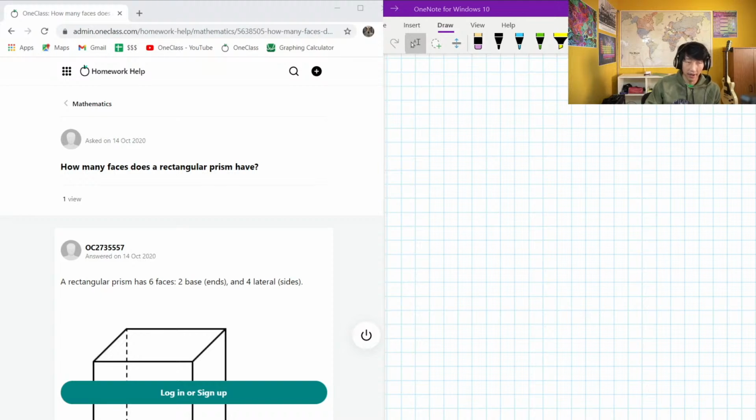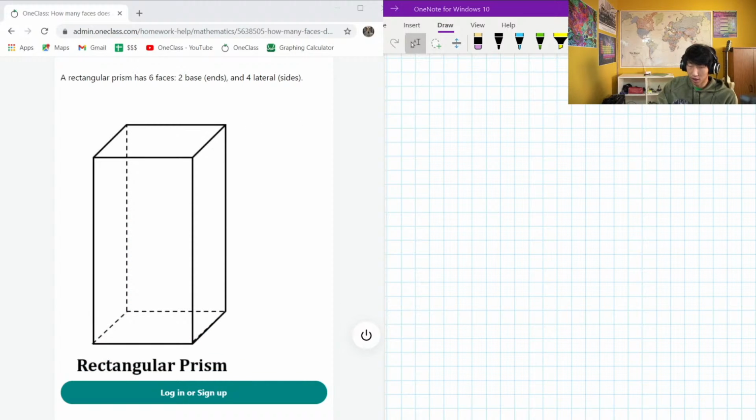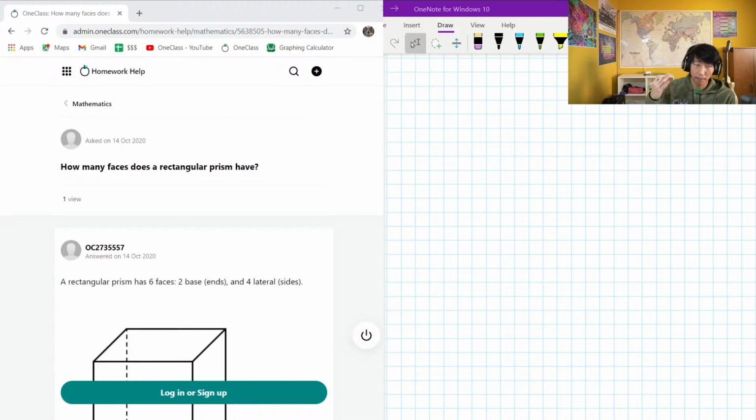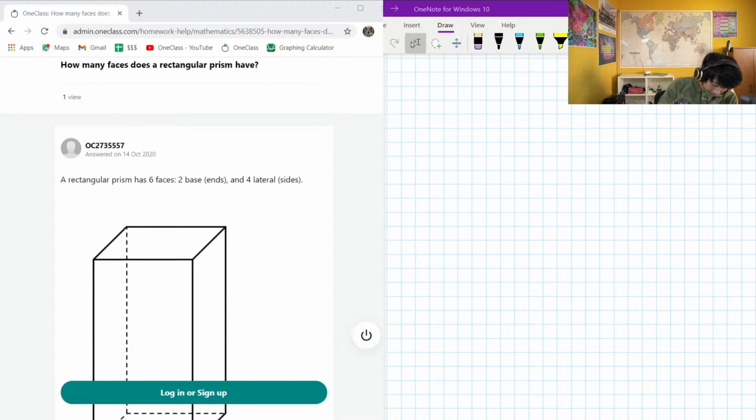But I think it's a little bit more intuitive to think about how we could mentally unfold a rectangular prism, right? So given this diagram, if we wanted to draw an unfolded version of this, we would draw maybe something like this.